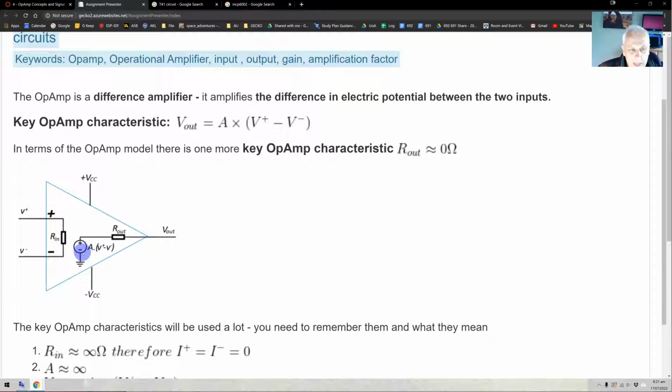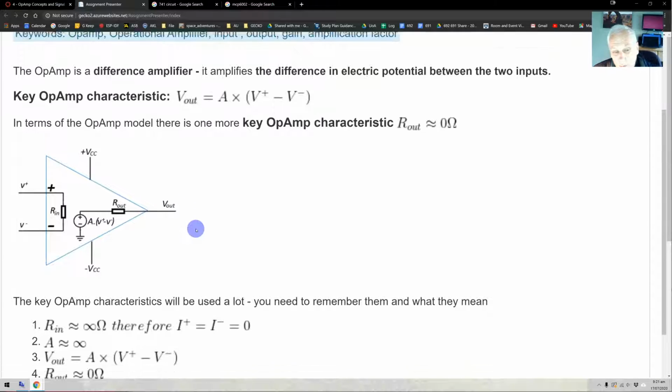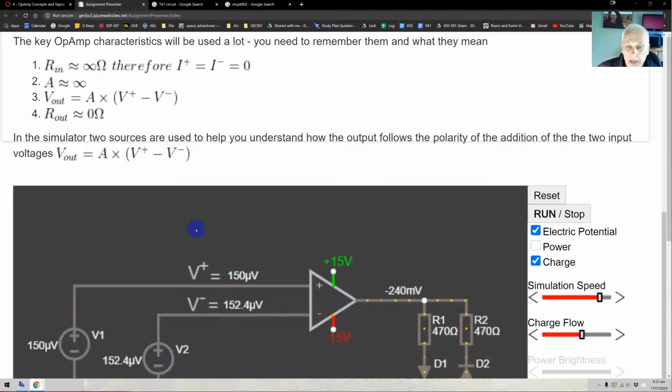Okay, so what's happening here is that the output voltage for our device is based upon the amplification factor times the difference between these two inputs. So this is like this input minus this input multiplied by 100,000, or whatever A is, the amplification factor. That's our output voltage, and that's the really important thing that you need to understand about these devices.